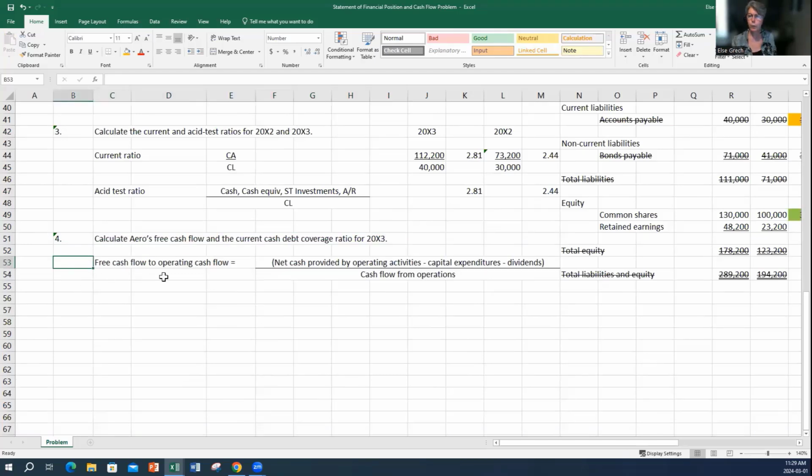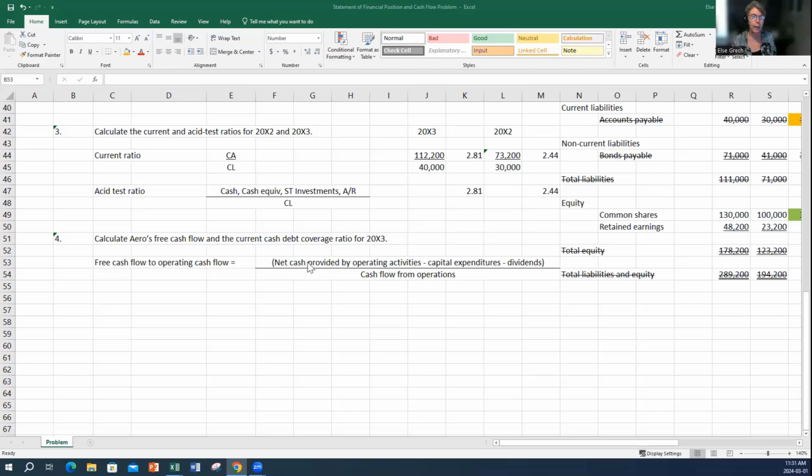So free cash flow from operating cash flow is calculated as net cash provided by operating activities minus any capital expenditures minus dividends, all divided by the cash flow from operations. So that's how we calculate it. Now, this ratio is very different than normal ratios, and here's why. What we usually do is we take the cash flow from operating activities and we compare it to the income statement. So that's what a lot of ratios do. But we're not doing that here.